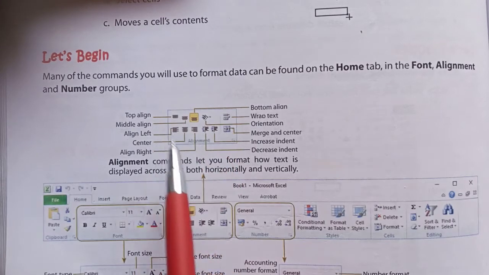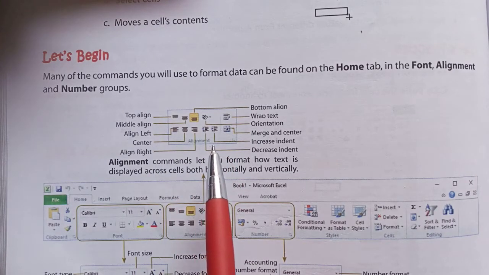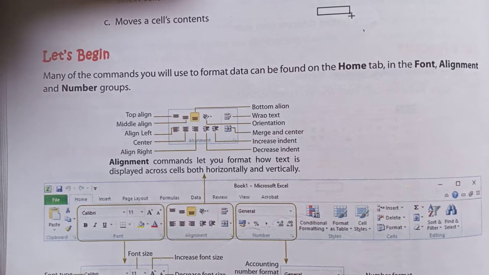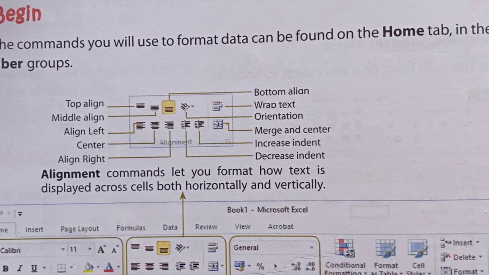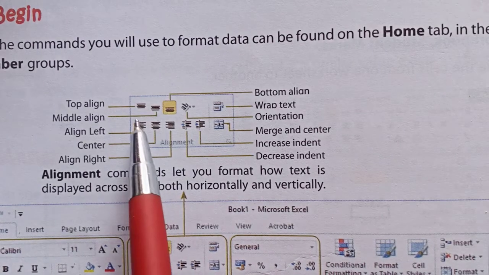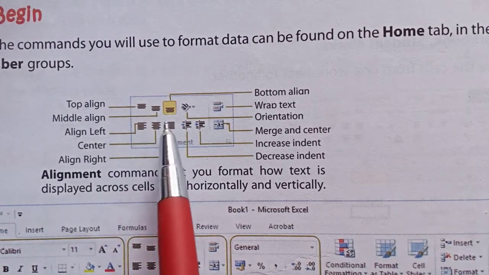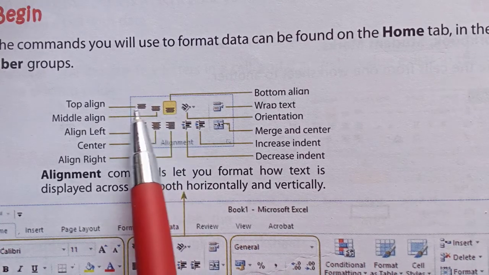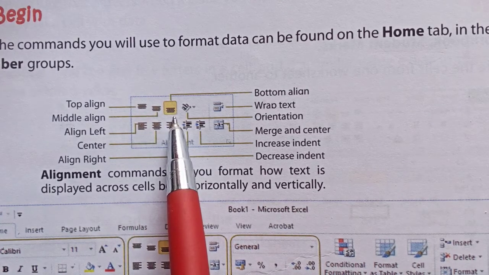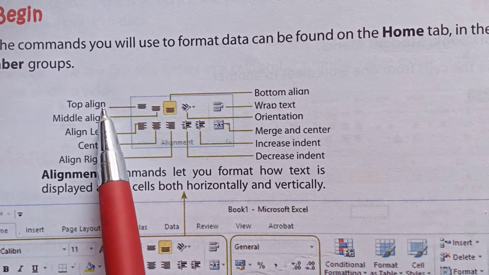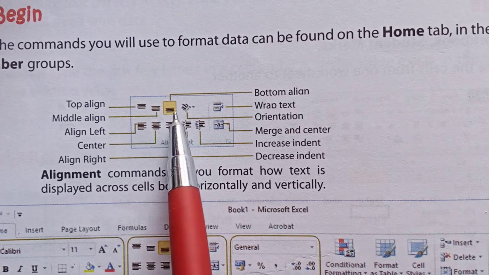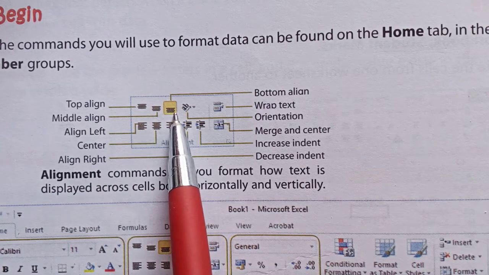These icons are related to the alignment of the text. Alignment means position of the text. You can see this is for the top align, this is for middle align, this is bottom align. That means using these three buttons you can position your text at the top of the cell, you can put them in the middle of the cell, or you can put them at the bottom of the cell.